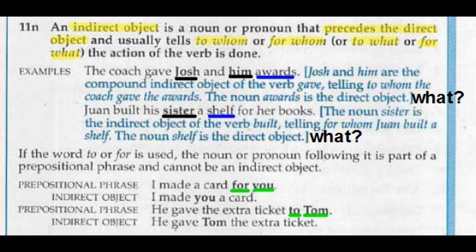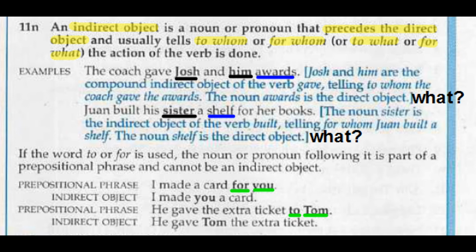Okay, now let's mark the next rule. An indirect object is a noun or a pronoun that precedes, comes before the direct object, and usually tells to whom or for whom, or to what or for what the action of the verb is done. Let's look at some examples.